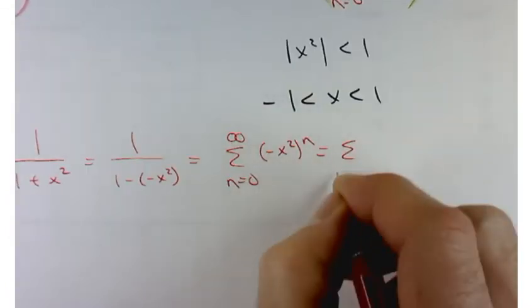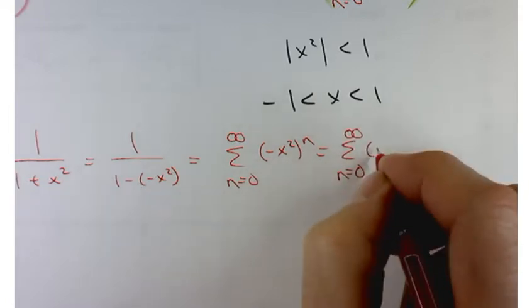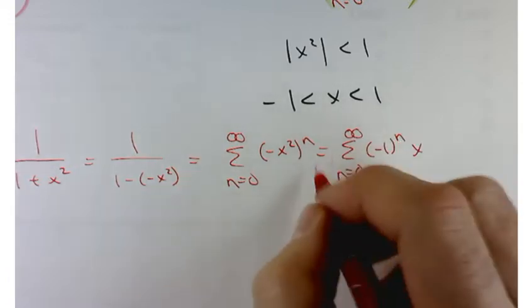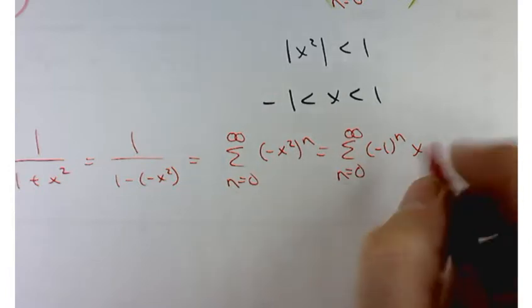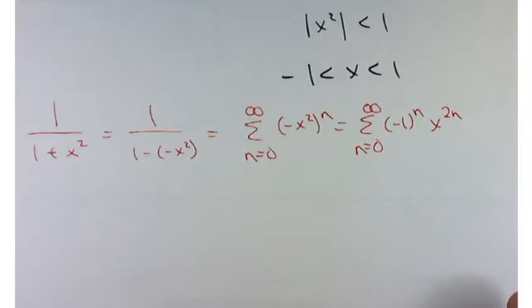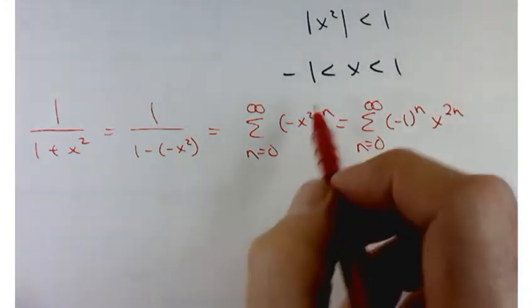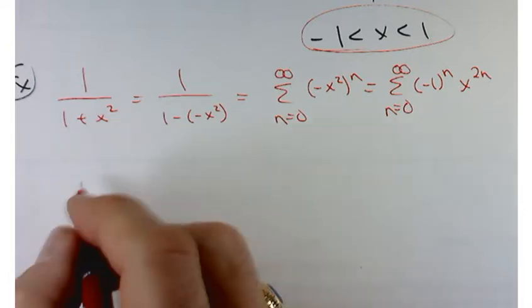It's going to be the sum from n equals 0 to infinity of negative 1 to the nth power times x to the 2n, like that. So, same thing, same series. It's going to have, as its interval of convergence, the same thing that we had up here. But what I want to get to is something a little bit more fun, and that is this.